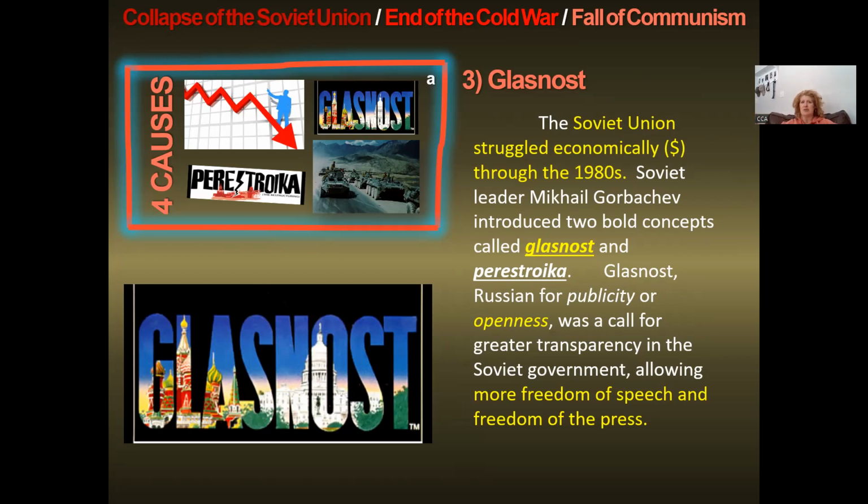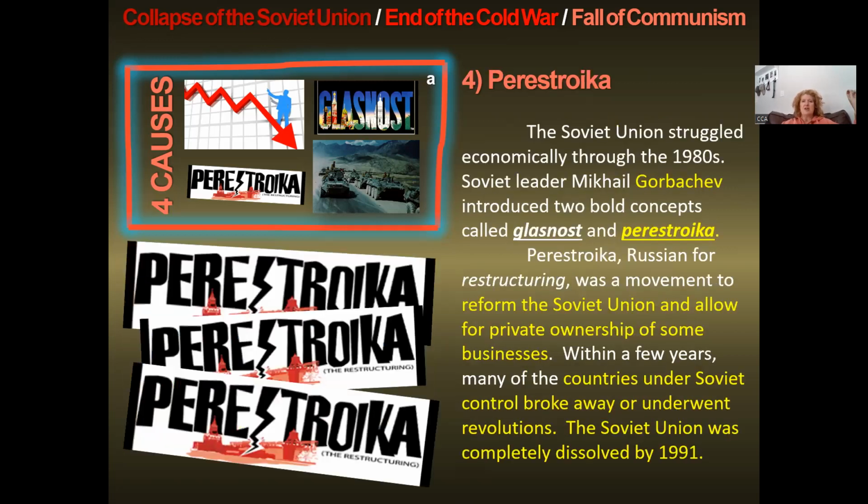So this is actually popular with most Russian people, but not necessarily for all of the rich oligarchs, the ones who got wealthy through communism. He also had a policy of perestroika. Perestroika is the Russian word, and I'm probably not saying it correctly, but that's how I remember it being pronounced. It just means restructuring. And it was a movement of reform for the Soviet Union to switch back to some private ownership of businesses.